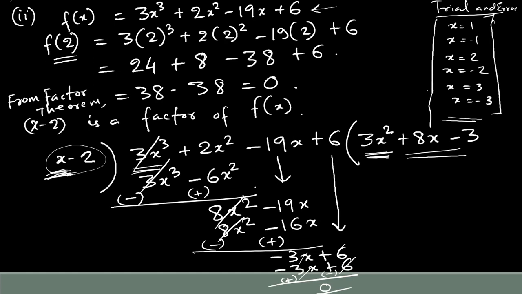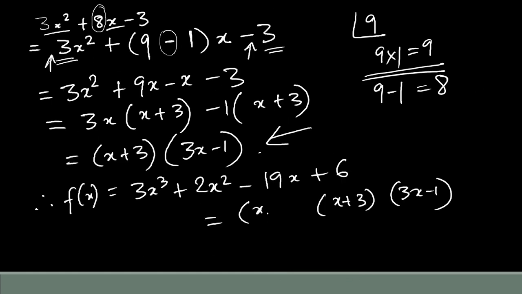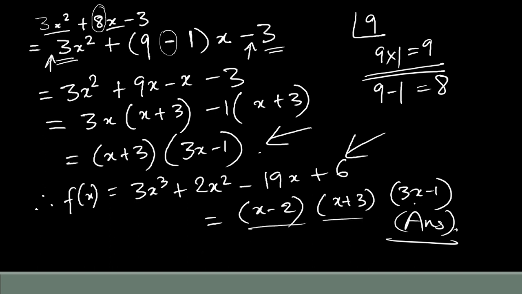What was the other factor which you got in the beginning only? X minus 2 is a factor of f(x), so you have to put x minus 2 here. So you have completely factorized this entire expression f(x). Okay, so these three are those factored terms, x minus 2, x plus 3, and 3x minus 1. Okay, hope this is clear to you guys. So we will move on now.